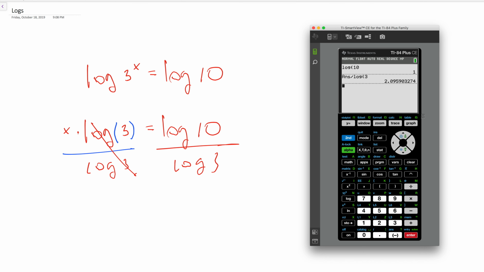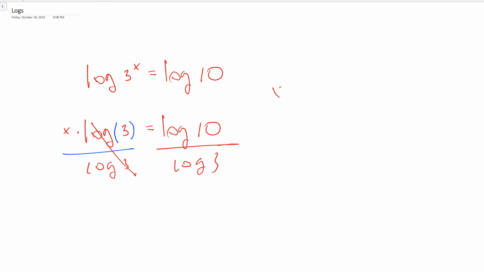Now do 3 to the power of that. Well, what do you know? 3 to the power of that business right there, and you get basically 10. The calculator is limited, but it rounded it off. So x is 2.0959. You got that? Okay, so that's the power rule.